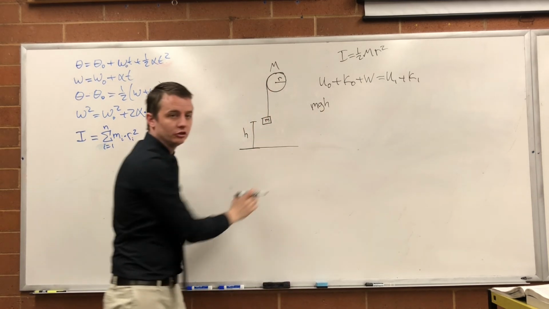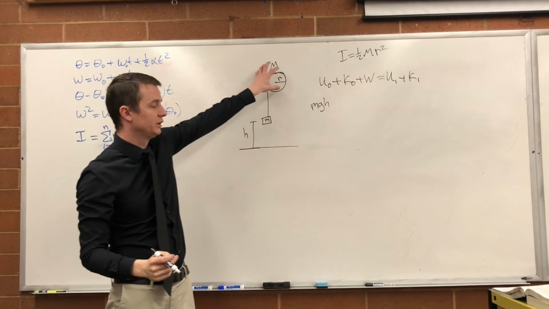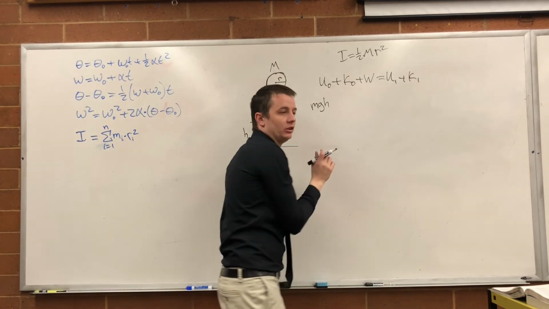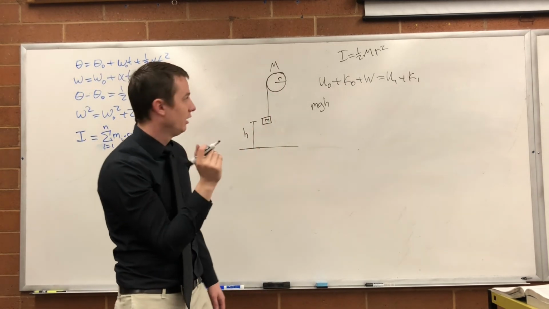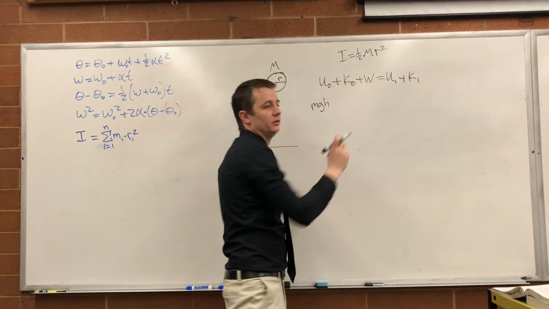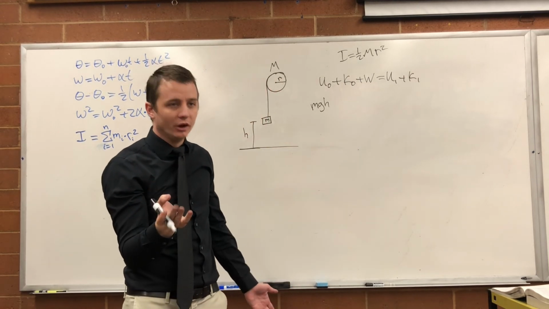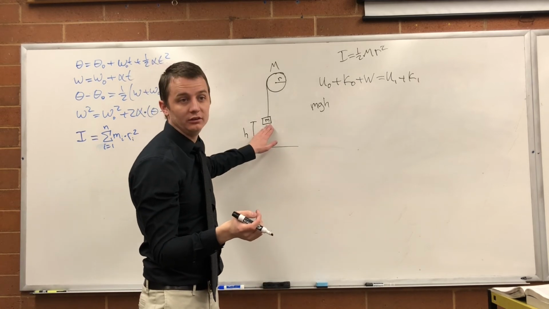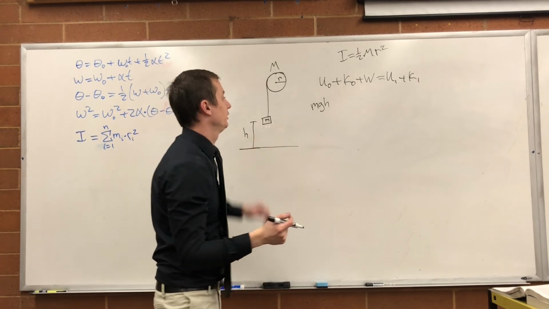However, just gravitational potential energy of this box, there's no potential energy here. Plus, what's the initial kinetic energy? There isn't any, right? 0. What's the work going into the system? Just 0. No one's doing any work on the system. Well, gravity. That's potential energy. Oh, I see. Okay.